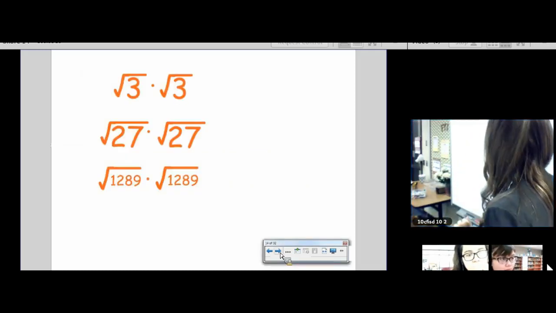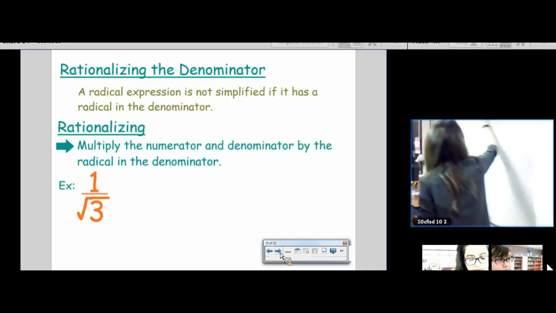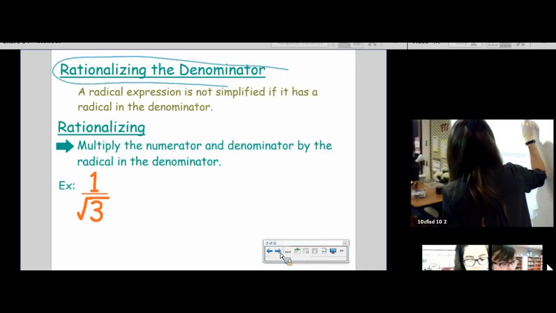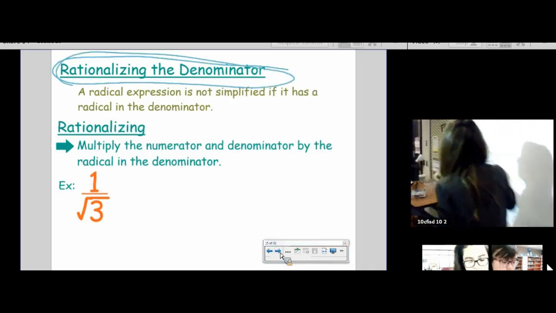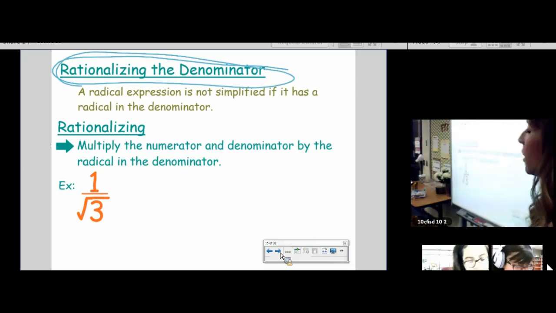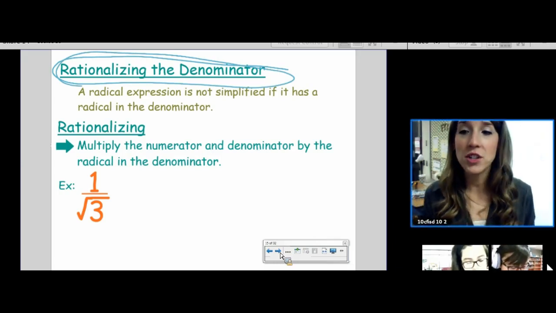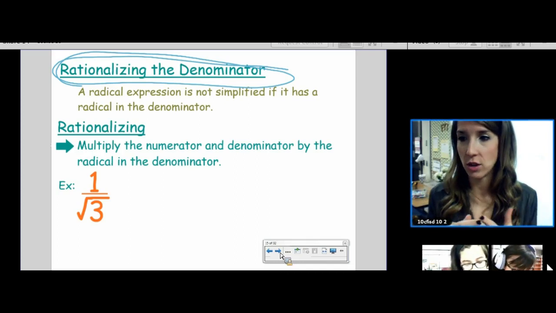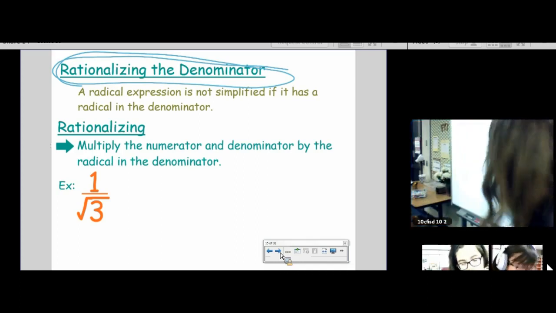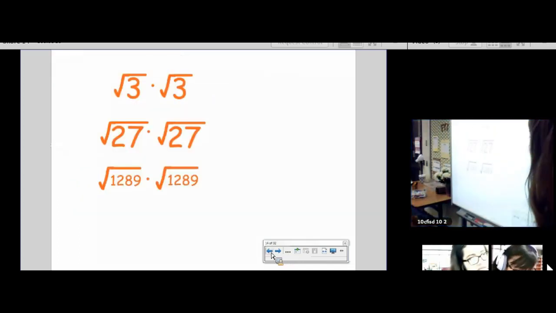Write it down. Write down rationalizing the denominator. When the denominator is irrational, we're going to force it to be rational. Okay, I'll come right back.